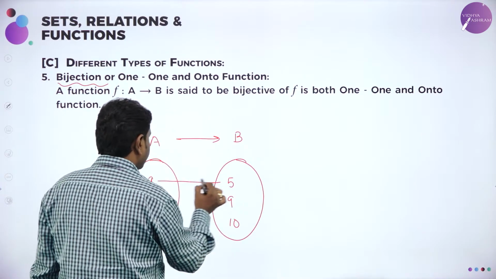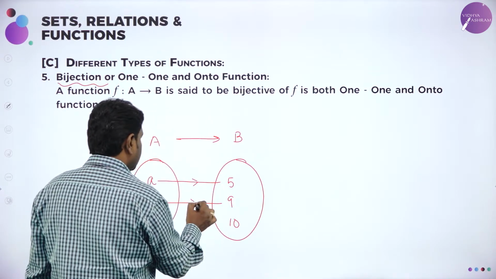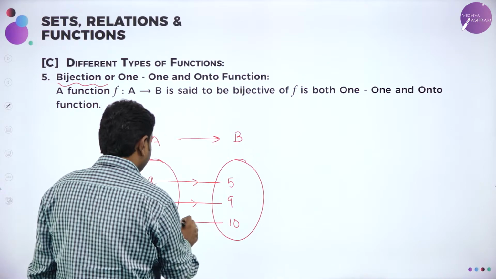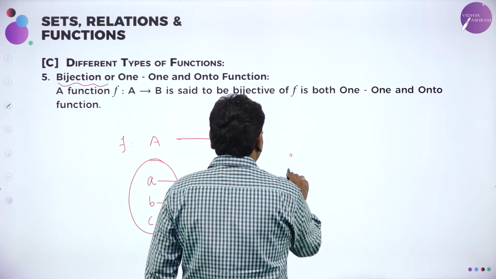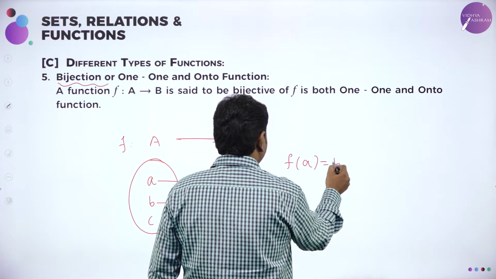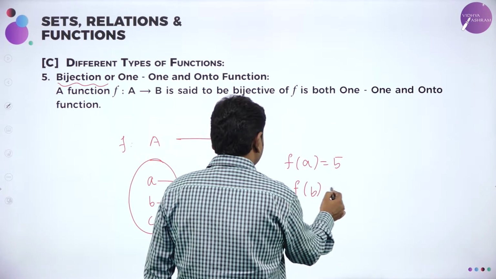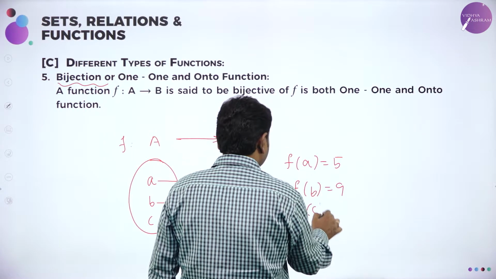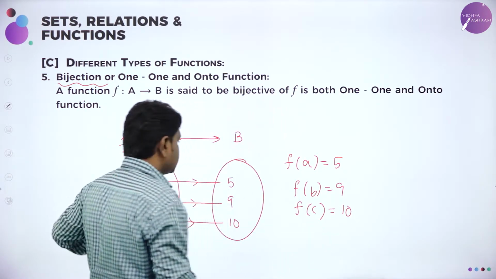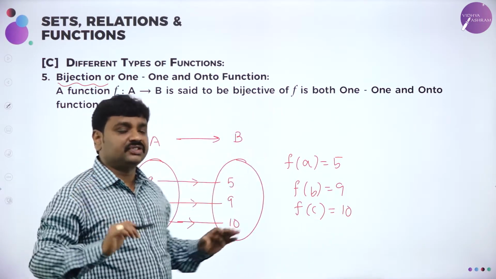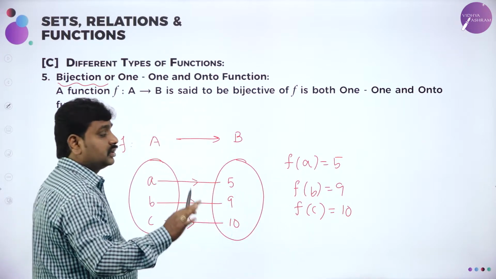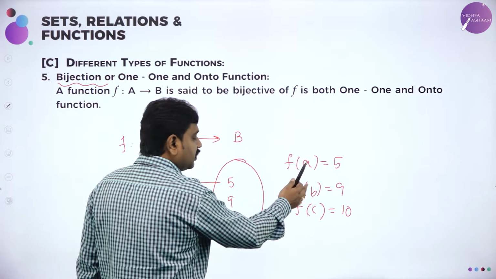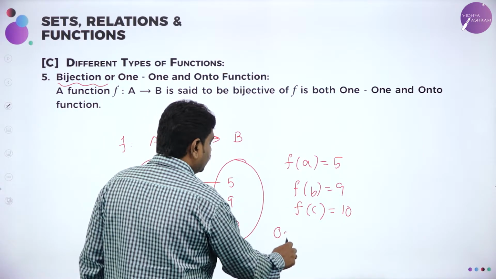Say a maps to 5, b maps to 9, c maps to 10, some function. See here, f of a is 5, f of b is 9, f of c is 10. See, all the elements are having different images because f of a, f of b, f of c all are different. f of a is not equal to f of b, not equal to f of c. Therefore, it is 1 1. Do you agree or not?